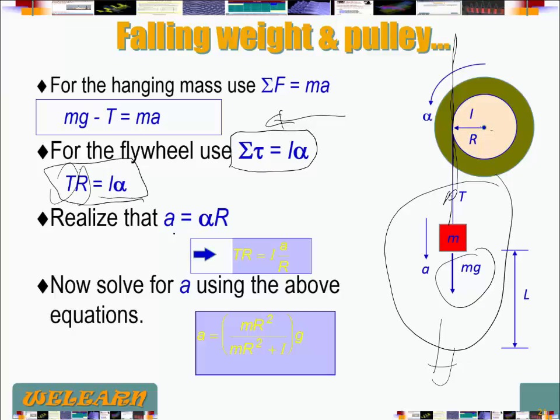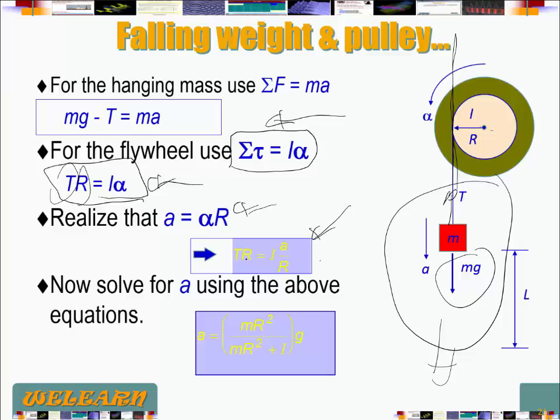And remember that A is alpha R. A is the acceleration of the string, so it is R away from the center here, so it is alpha R. So if we combine this equation with this equation, we get this, just replacing alpha by A over R.